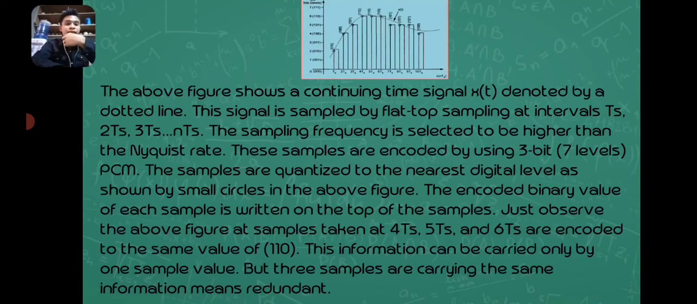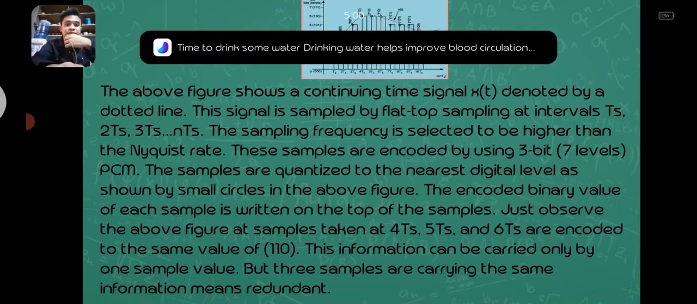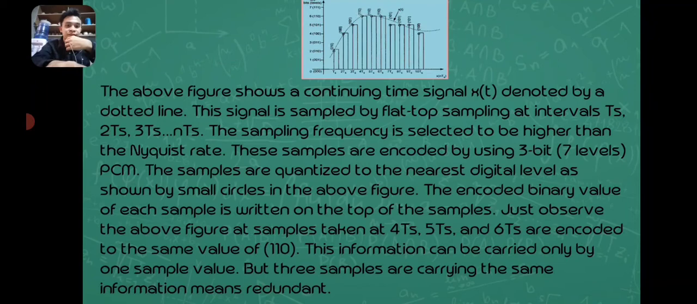The above figure shows a continuous time signal x(t) denoted by a dotted line. The signal is sampled by flat top sampling at intervals Ts, 2Ts, 3Ts, and so on. The sampling frequency is selected to be higher than the Nyquist rate. The samples are encoded by using 3-bit, 7-level PCM. The samples are quantized to the nearest digital level as shown by small circles in the above figure. The encoded binary value of each sample is written on top of the samples.